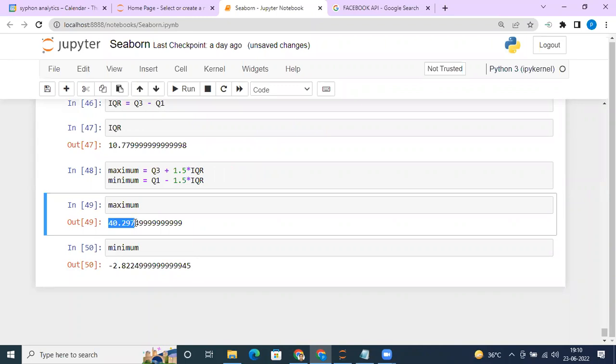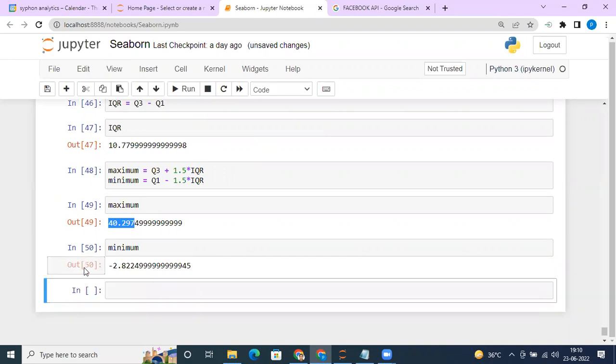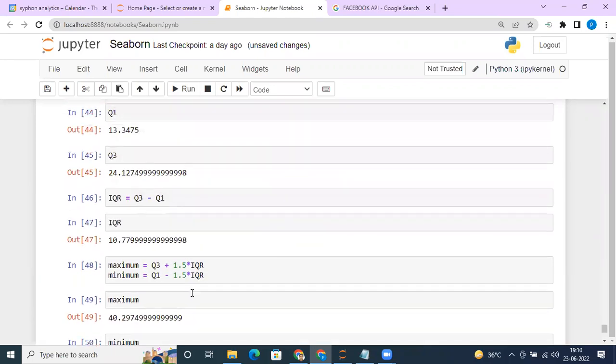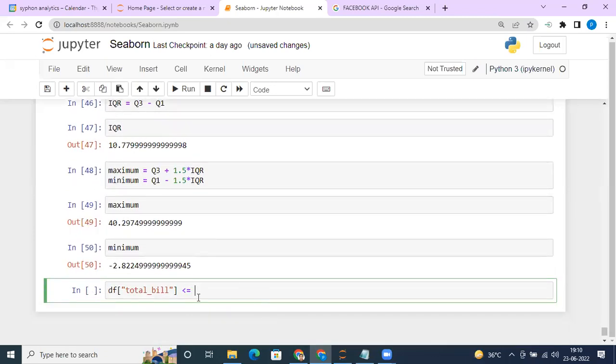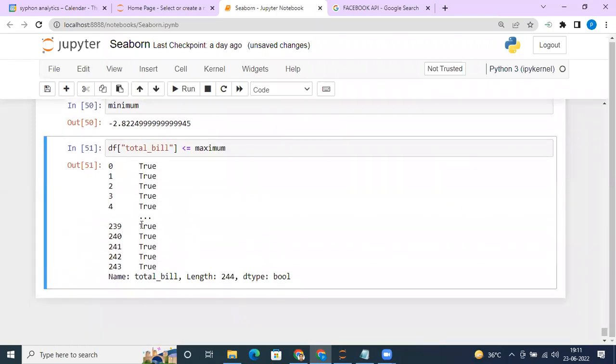Or anything below 40.29 is perfect, right or wrong? Anything below or equal to 40.29 is perfect. So what I can mention here, I can mention this way: df of total bill should be less than or equal to what? Maximum, right? Should be less than or equal to maximum value. If I execute this, I will get true and false. Let me execute this. Every value of total bill will be checked. It will be giving me true and false.